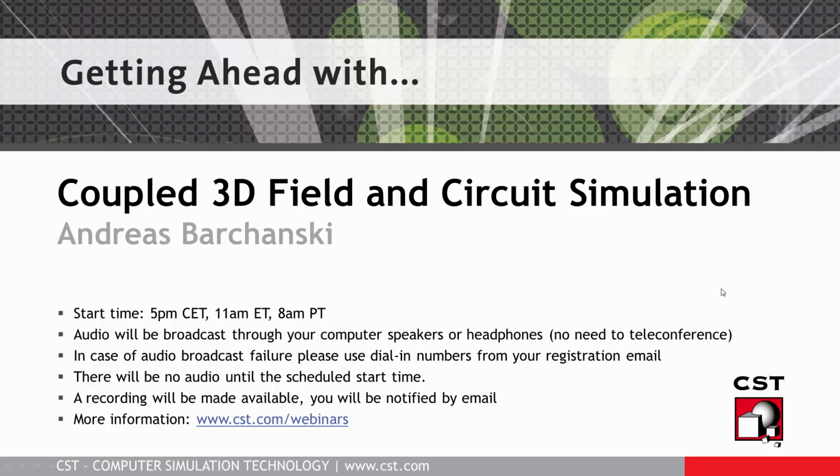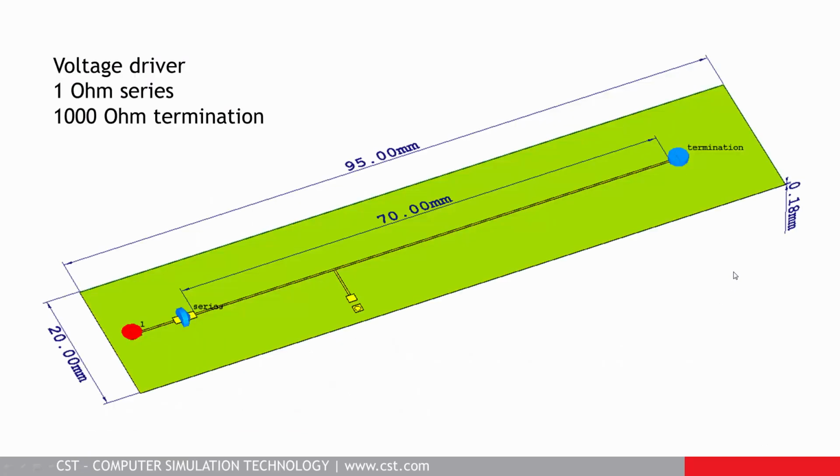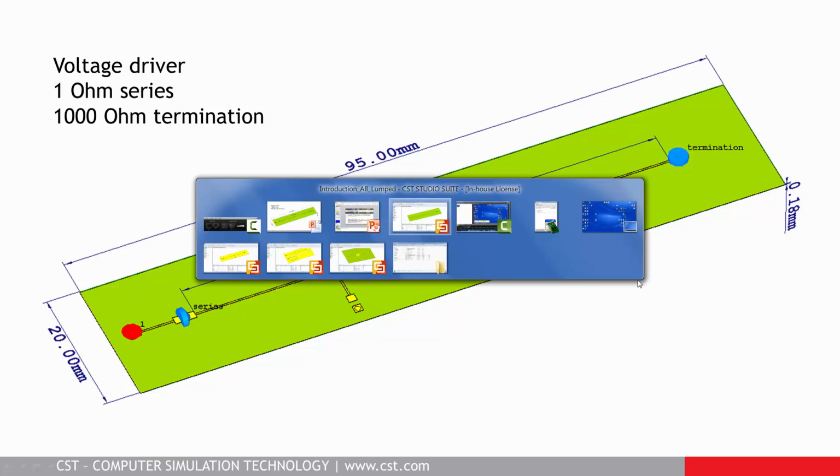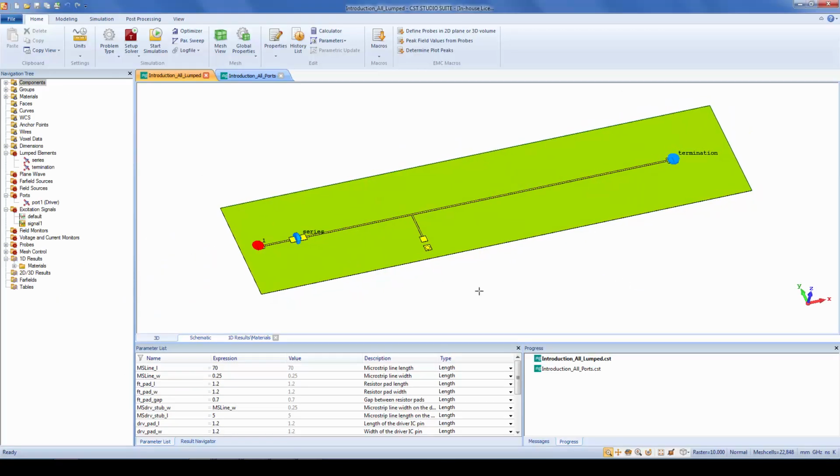But first we have to understand some of the basics, and how I would like to start is with a pretty simple model. So we have a microstrip with a driver, a series component, and a termination resistance. It's about 10 centimeter long, 2 centimeter in the width, and 180 micrometer of thickness for the FR4 material. So a very typical setup that we see here.